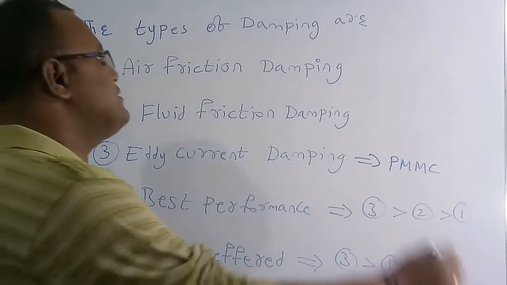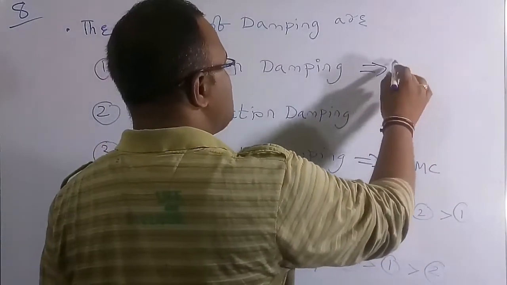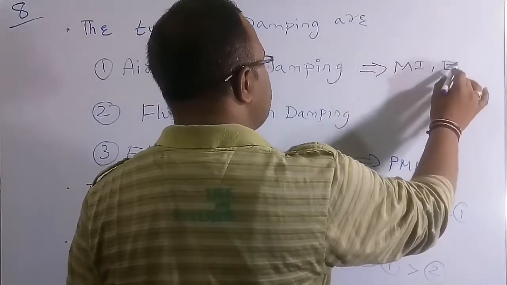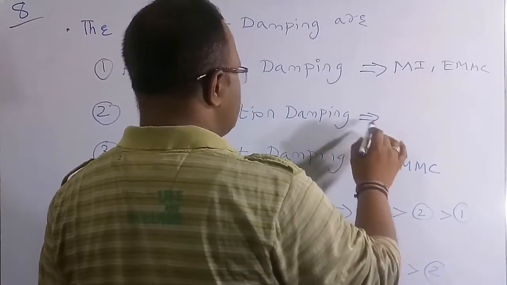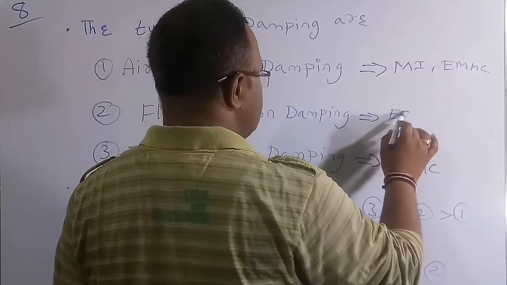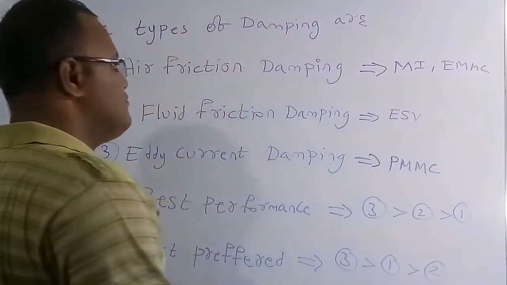Whereas the air friction damping is used in the EMI and also in the EMMC. Fluid friction damping is used for the electrostatic voltmeter. There we are going to use the fluid friction damping.